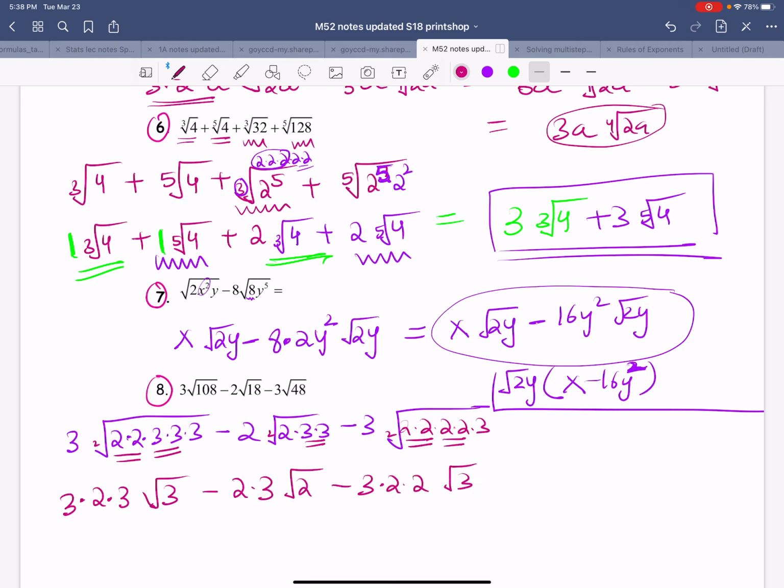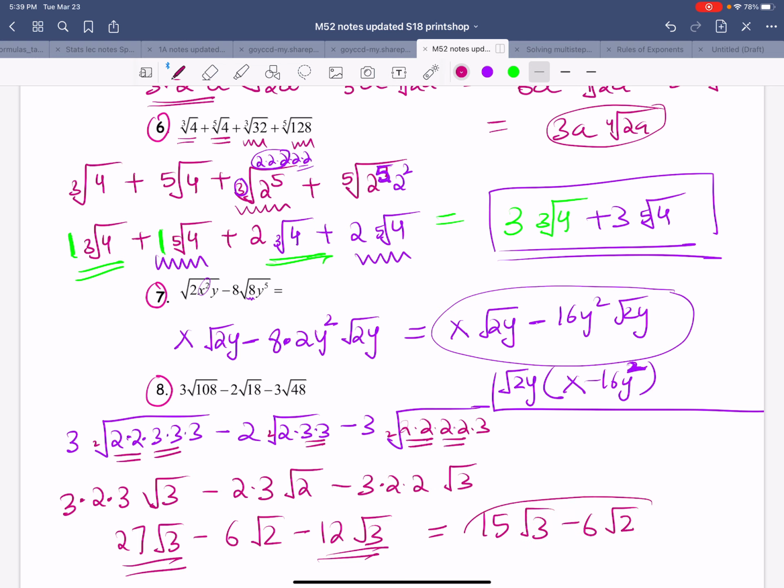Let's go ahead and simplify. 3 times 2 is 9 times 3 is 27 root 3 minus 6 root 2 minus 12 root 3. There's my like terms, which is 27 root 3 minus 12 root 3. That would be 15 root 3 minus 6 root 2. Cannot be simplified anymore, and we will stop at this point.